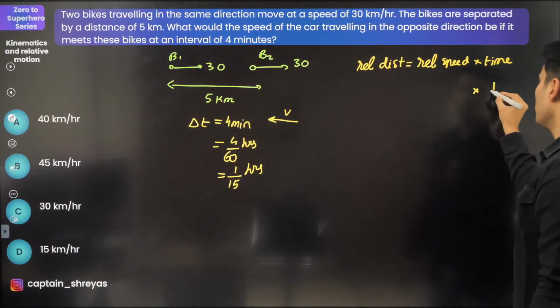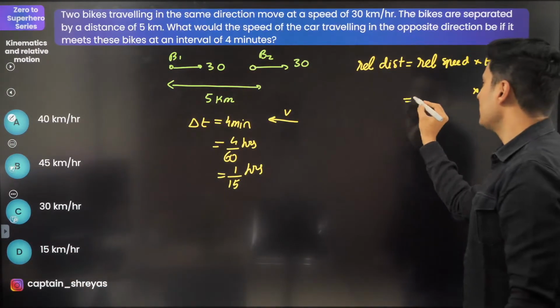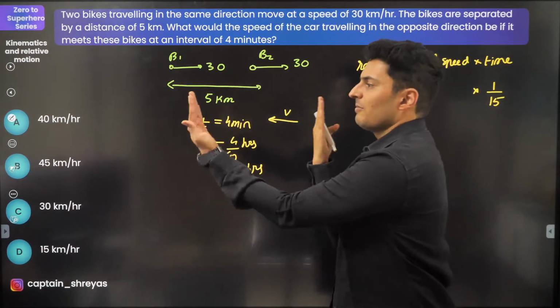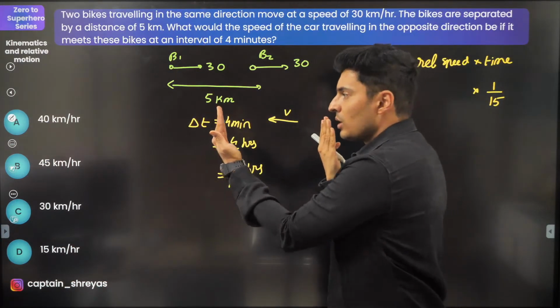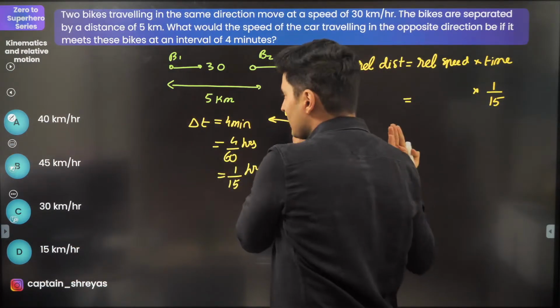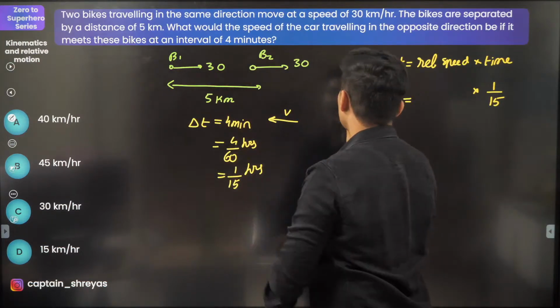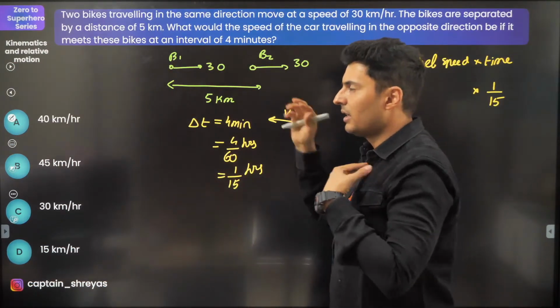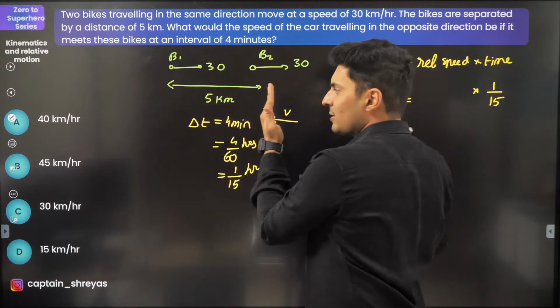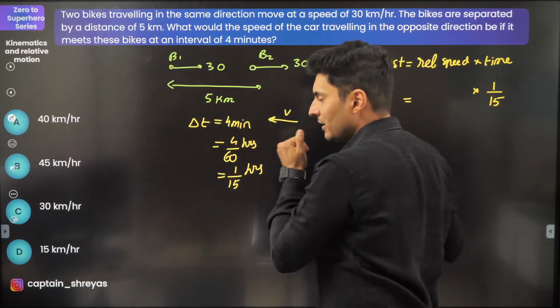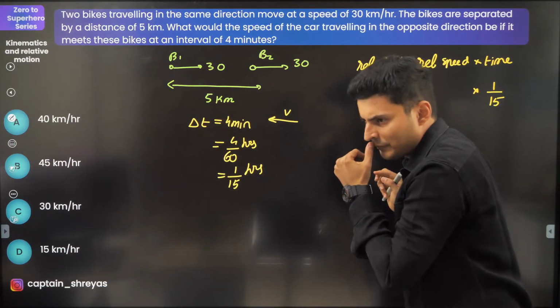Time is already known, it is 1 by 15. Distance is also known. For the car frame, the bikes travel how much? 5 kilometers. If you sit on the car, bike 1 crosses you, the next bike comes after 5 kilometers. So that's the relative distance between them.